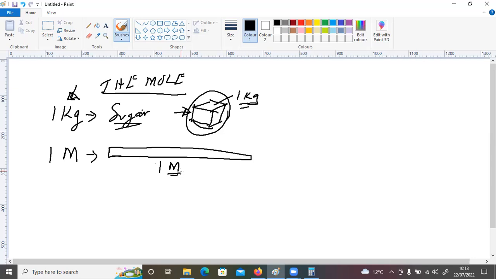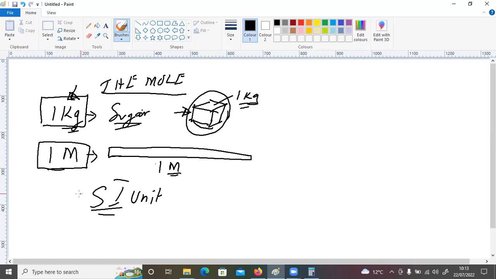This kind of arrangement is called international standard units, or SI units. This is how we say that the SI unit for length is the meter, and the SI unit for mass is the kilogram, right? It is the standardized unit against which we measure these particular quantities. By quantities, I mean kg measures the mass, and meters measure the length.